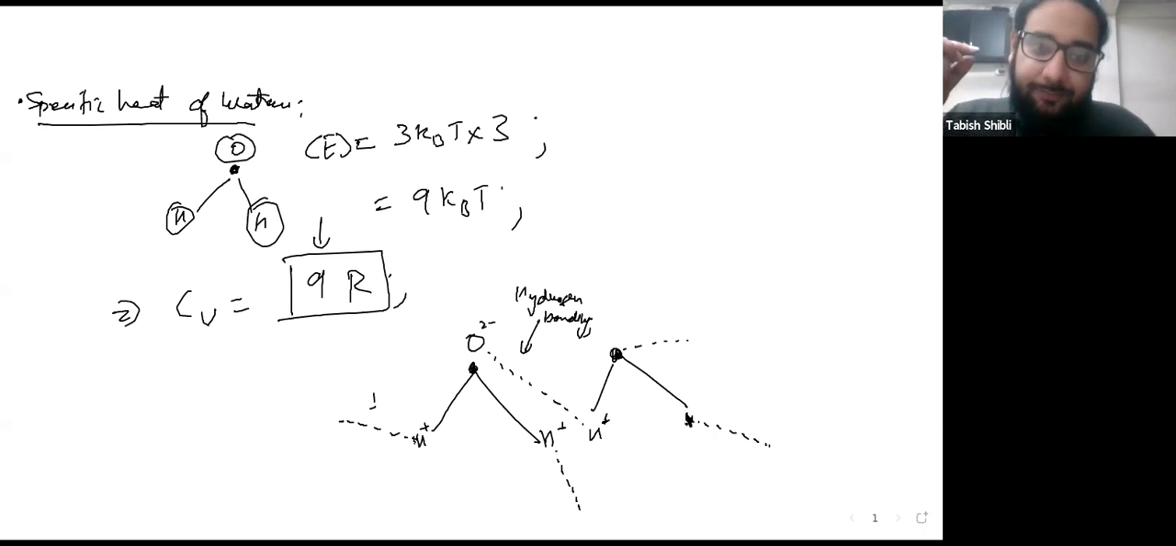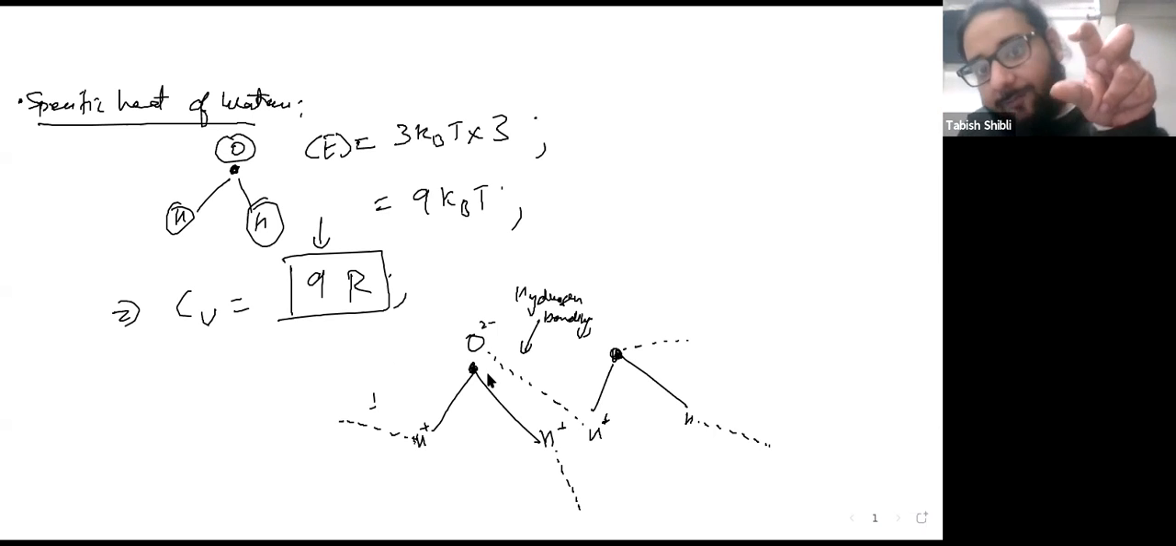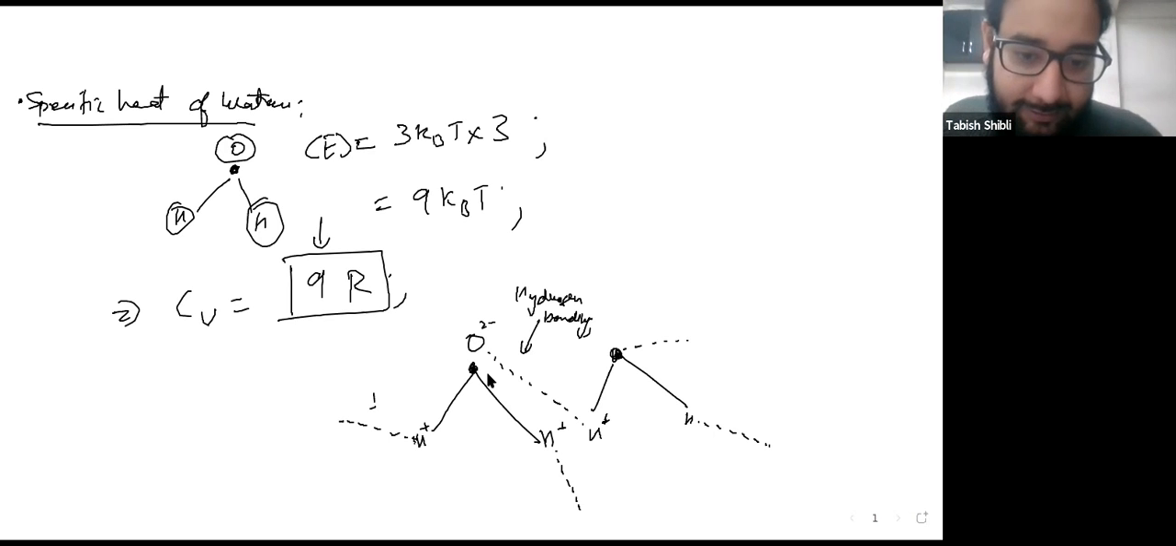And then for a lattice we already calculated what our energy should be, it should be 3 kBT. And since all of these three atoms are behaving like centers in the lattice, you are multiplying it by 3. Does that make sense?